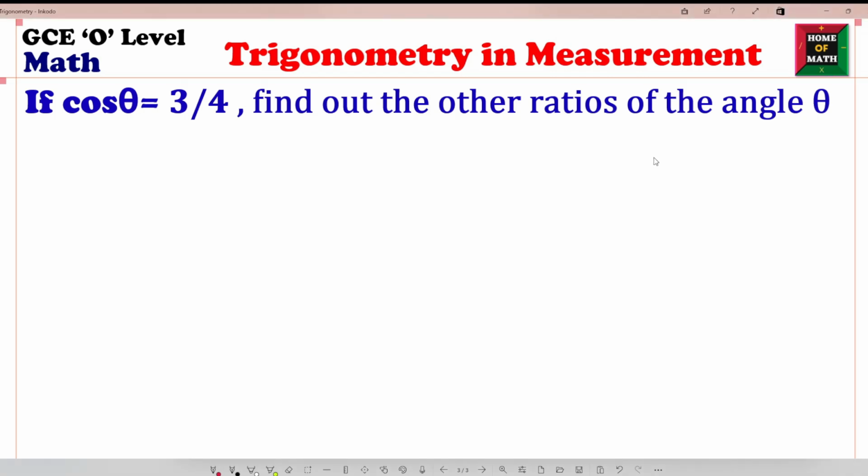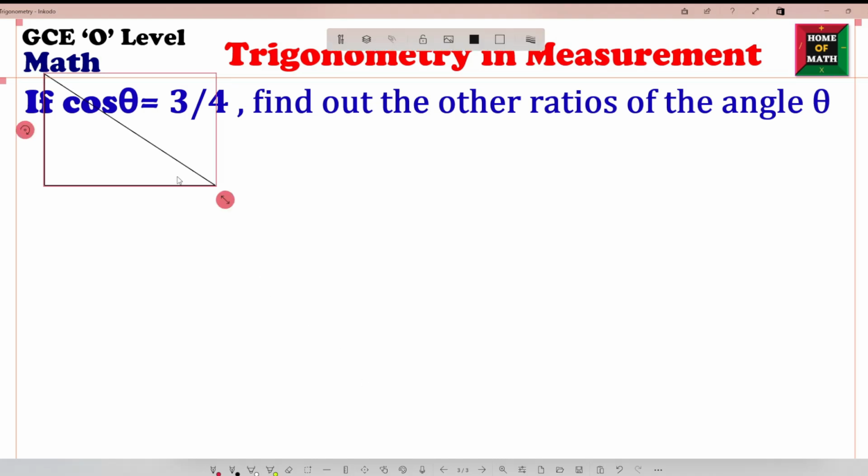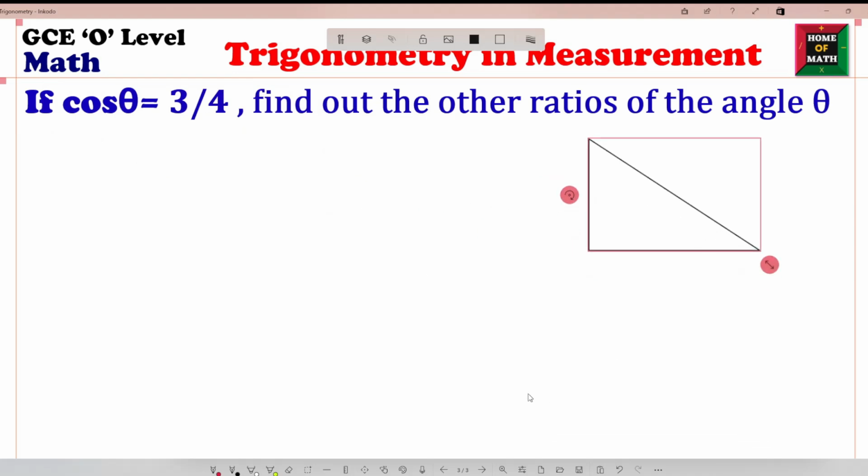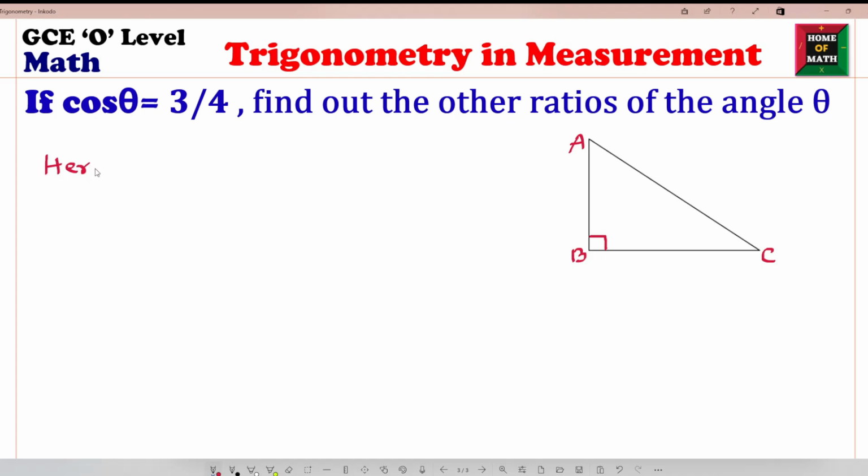In this question, if we consider trigonometric ratios of acute angles, first we have to draw a right angle triangle. Let's think of this right angle triangle ABC, where B is a right angle. Look here, cos theta equals 3 by 4.